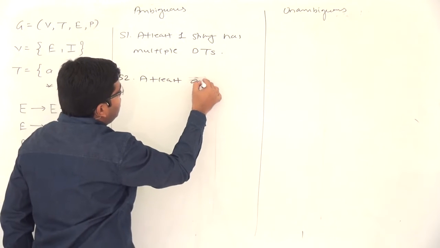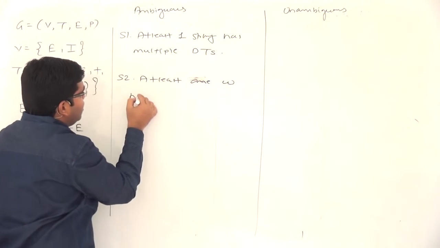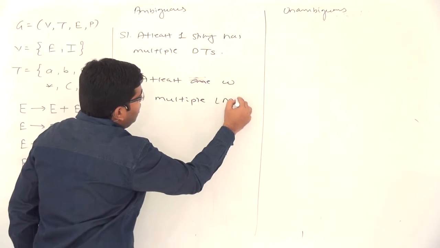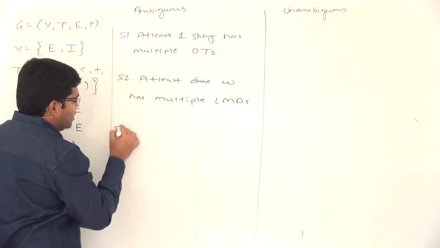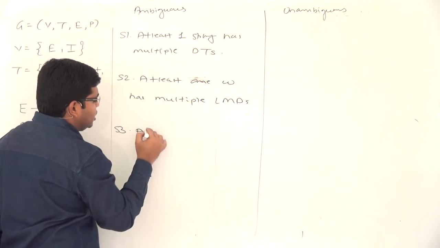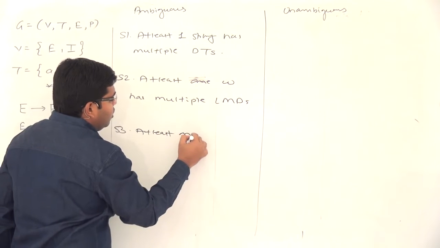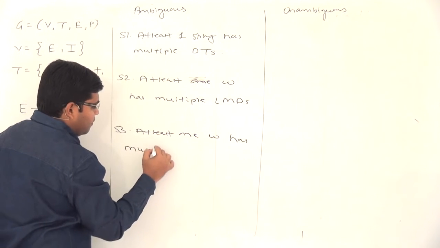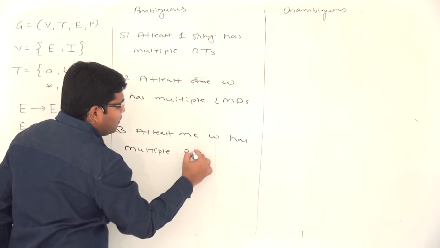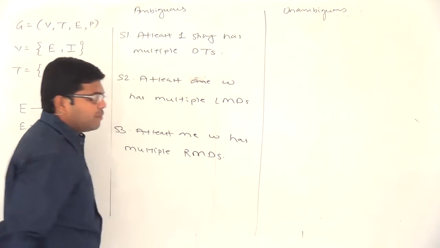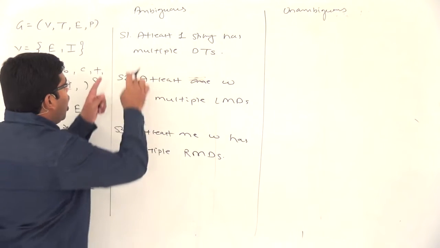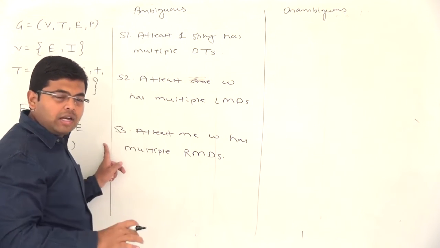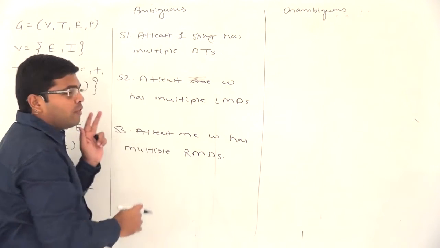Second statement will be: at least one string has multiple leftmost derivations, and the third statement to be made is: at least one string has multiple rightmost derivations. Okay, so all these three statements S1, S2 and S3 are equivalent. All of them are the definitions of ambiguous grammar.